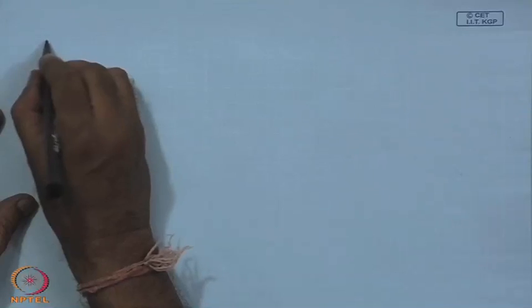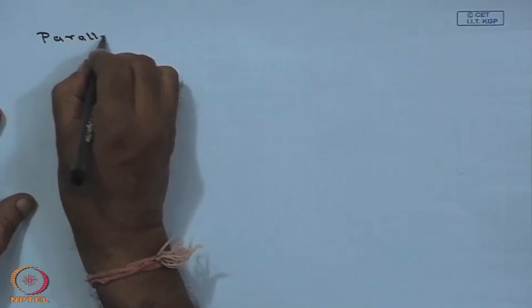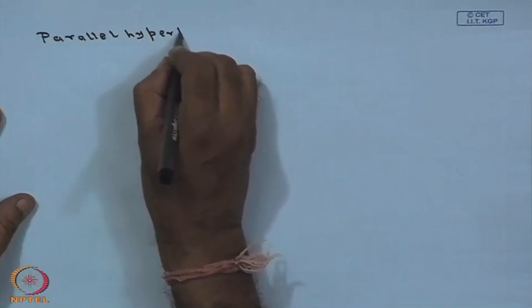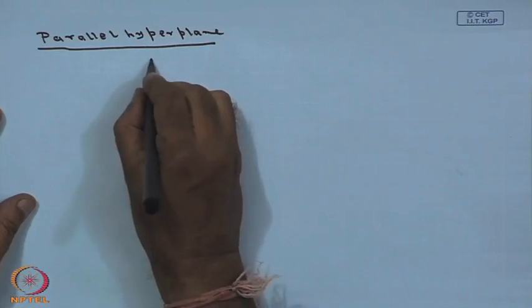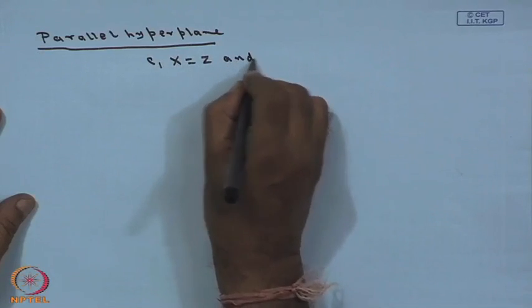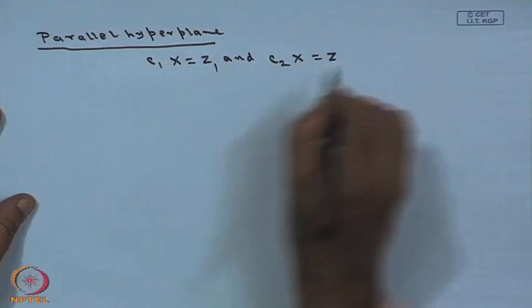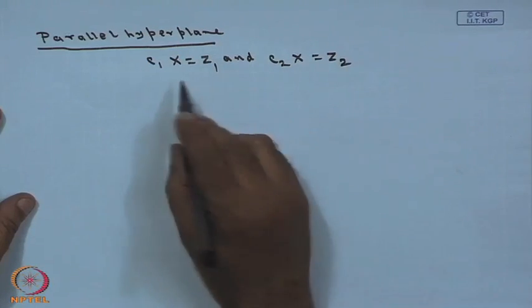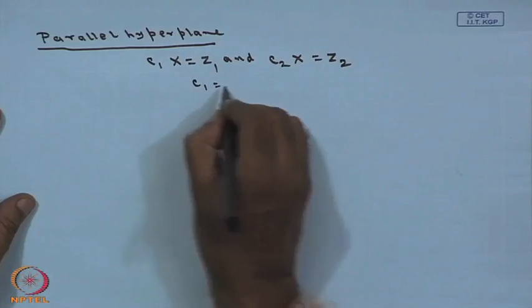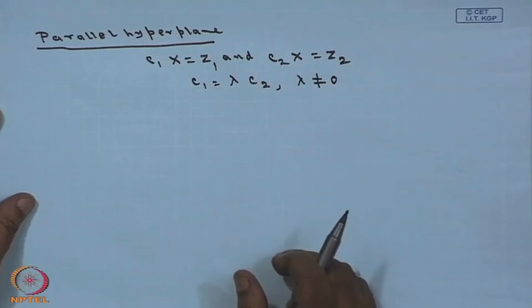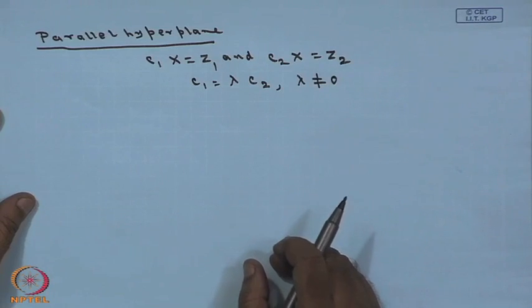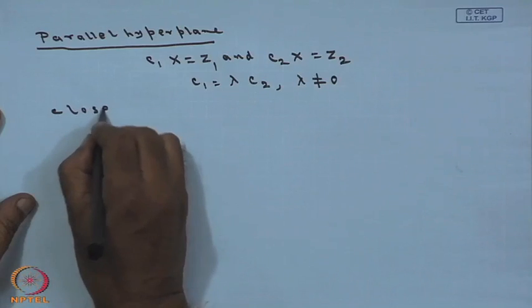The next one is parallel hyperplane. What happens actually, if I have two hyperplanes C1 x equals z1 and C2 x equals z2, then these two hyperplanes will be parallel if C1 equals lambda C2, where lambda is not equal to 0, or we can say that if they have the same unit normal, then these two are parallel hyperplanes.